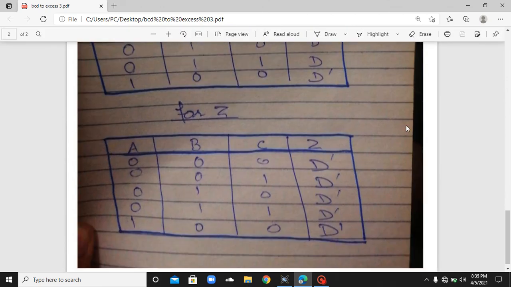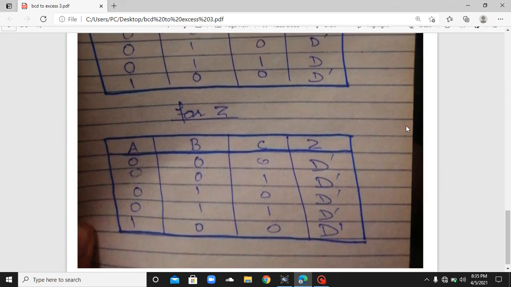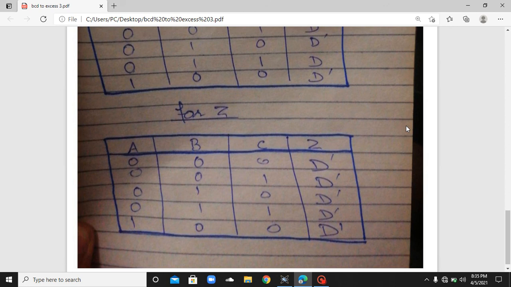And for Z, the same scenario is placed. For Z, all the outputs will be the complement of D. It means that if D is at 1 state, the output will be 0, and if D is at 0 state, the output will be 1. So you can see in this truth table.